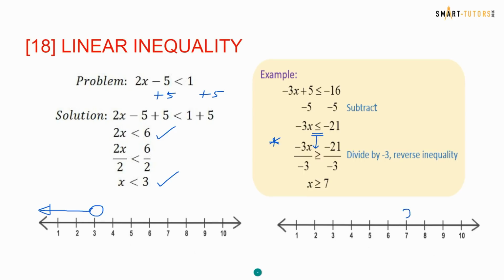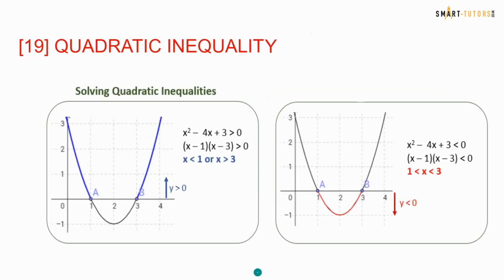The representation for this one is you need to color the bubble, because 7 is also equal. So you color the bubble and go to the right hand side because x is greater. Greater means right hand side, right? So that is topic 18, linear inequality.